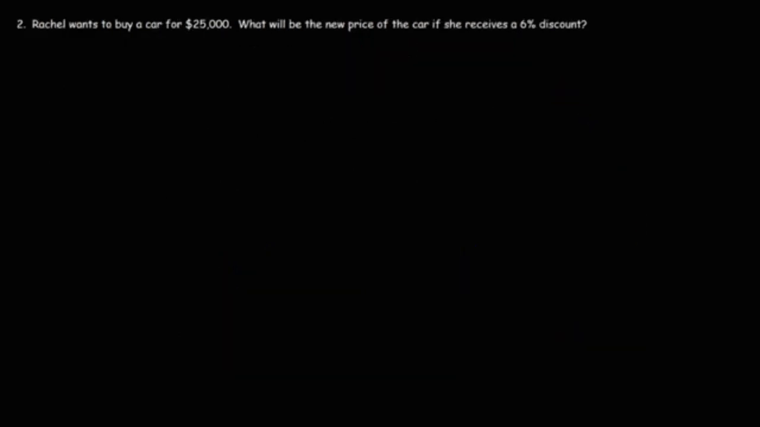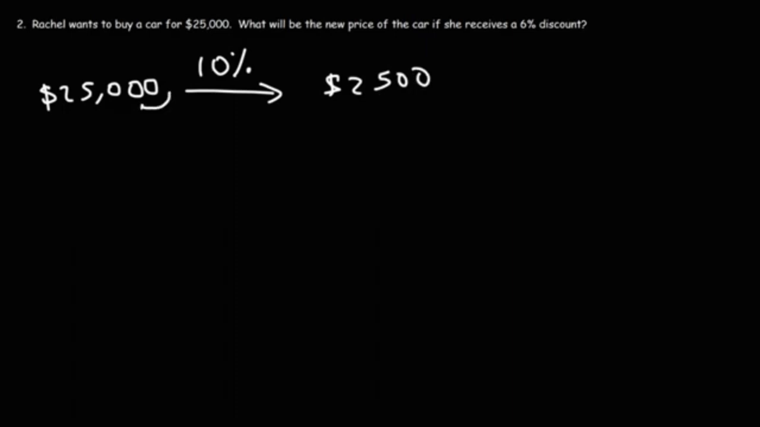Now let's move on to number 2. Rachel wants to buy a car for $25,000. What will be the new price of the car if she receives a 6% discount? Well, first, let's do it mentally. What is 6% of 25,000? Well, we know that 10% is 2,500. You simply need to move the decimal 1 unit to the left.